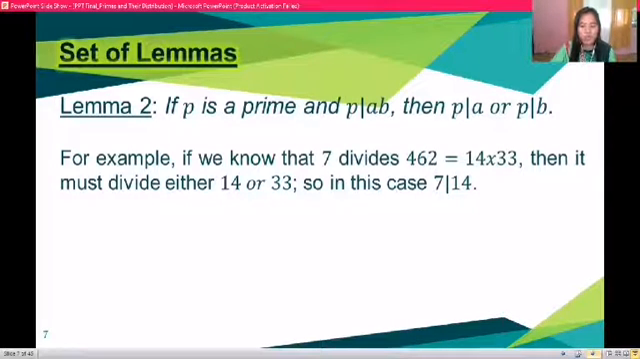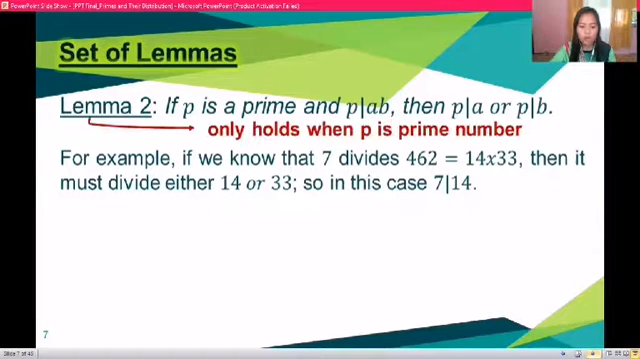For example, if we know that 7 divides 462, which is equal to 14 times 33, then it must divide either 14 or 33. So in this case, 7 divides 14, which is one of the factors of 462. We will not prove this lemma anymore.